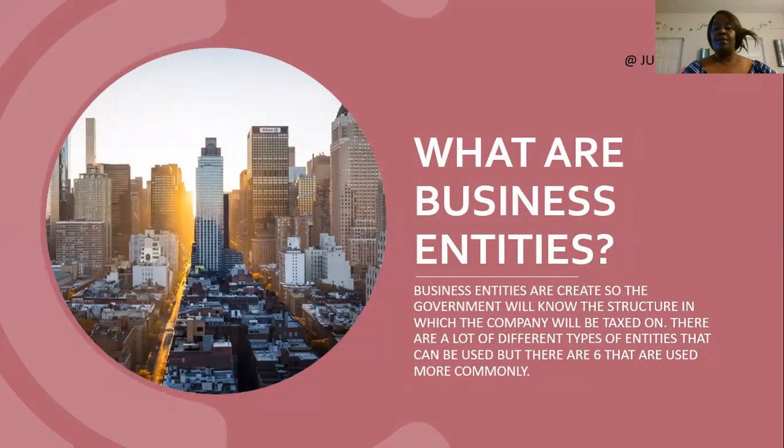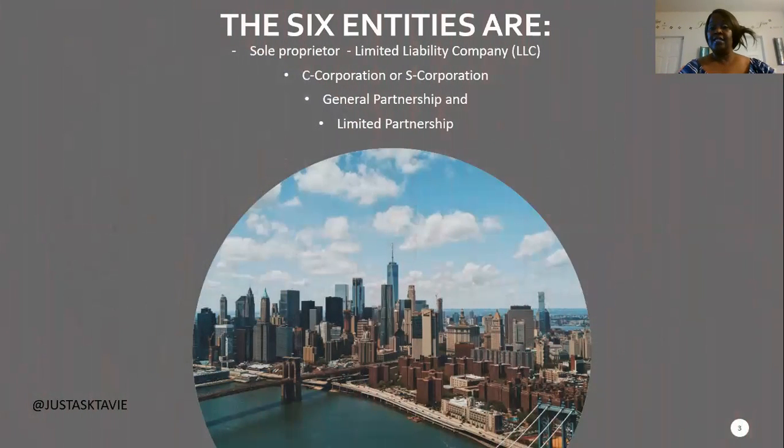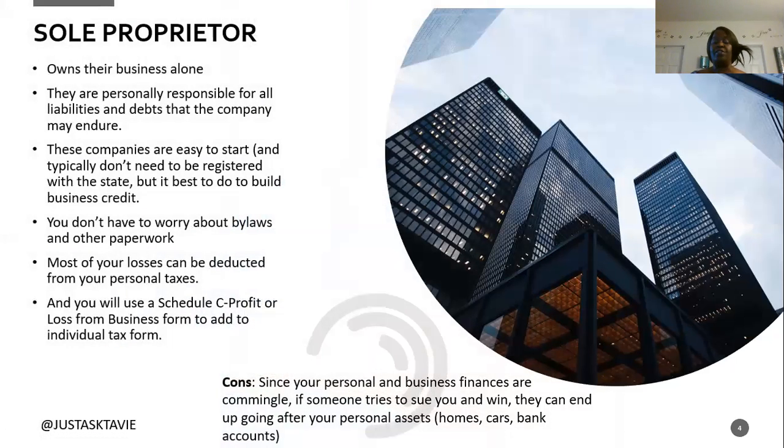There are a lot of different business entities. For those who don't know, a business entity is created so that the government will know the structure in which the company will be taxed. There are a lot of different types of entities, and I will go over the main 6 that are usually used by small business owners. The 6 entities are the sole proprietor, the limited liability company, which is LLC, the different corporations, which are C corporation and S corporation, general partnership, and limited partnership. Now let's go over each one individually.